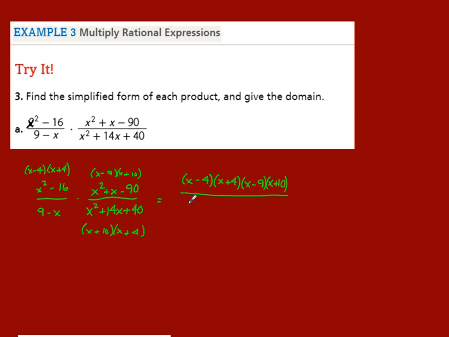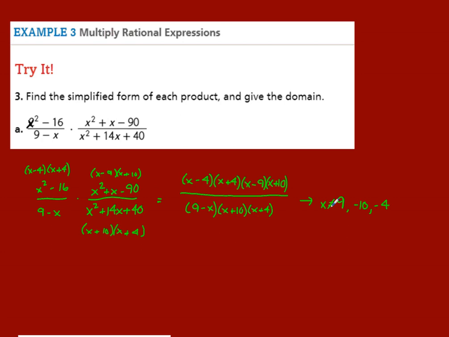All over 9 minus x, x plus 10, x plus 4. Okay, so right here I can get my denominator. I now know that x can't be 9 because 9 minus 9 is 0. It can't be negative 10 because that makes this parenthesis 0. And it can't be negative 4. That makes that parenthesis 0. So we're going to remove some of these, what we're going to call discontinuities.